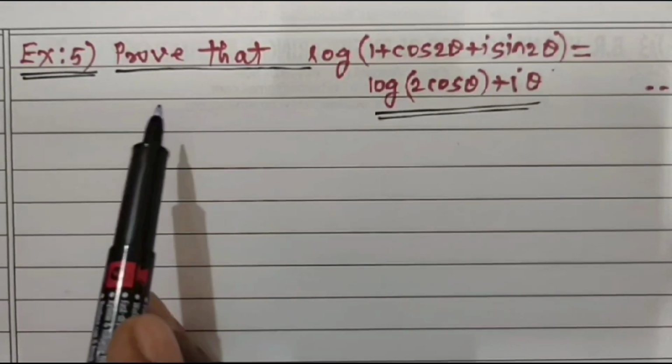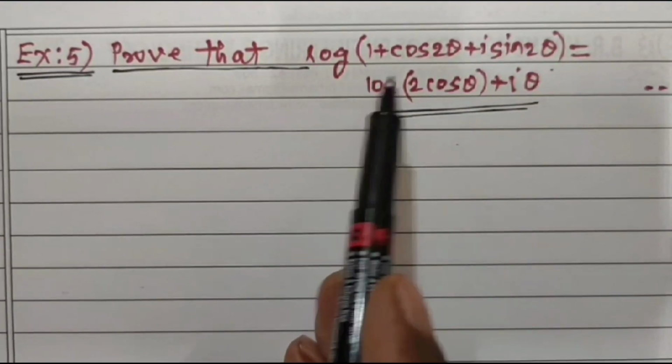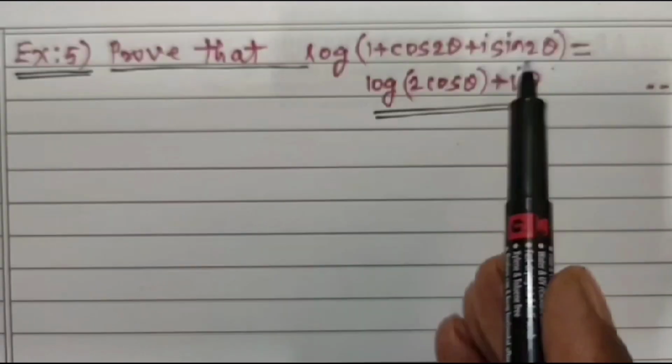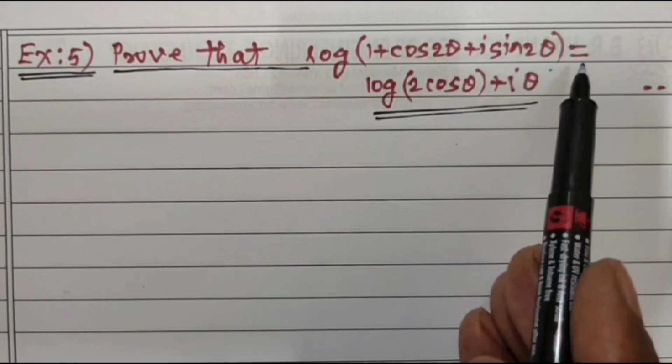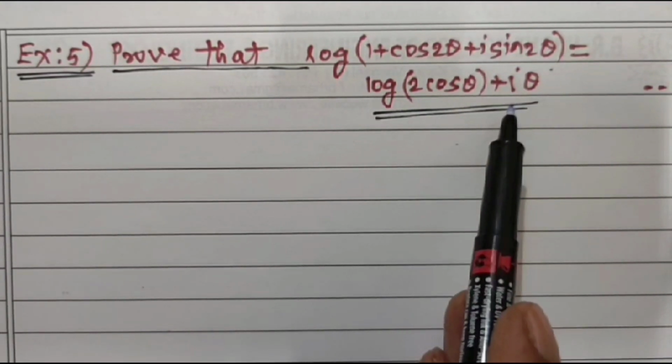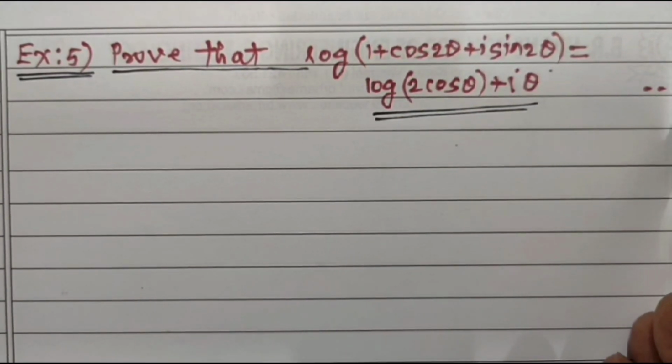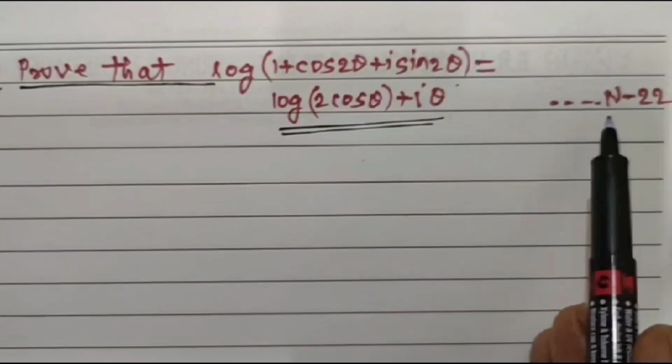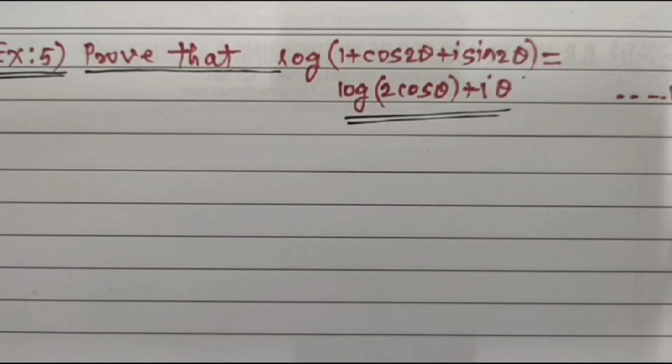Let us solve sum number 5. Prove that logarithm of 1 plus cos 2 theta plus i sin 2 theta is equal to logarithm of 2 cos theta plus i theta. This sum appeared in November 2022. You can check here. Let us solve this sum.